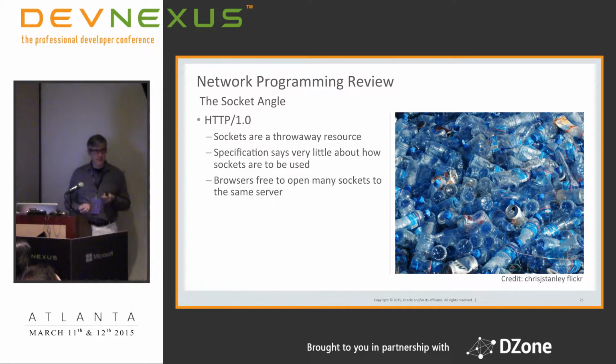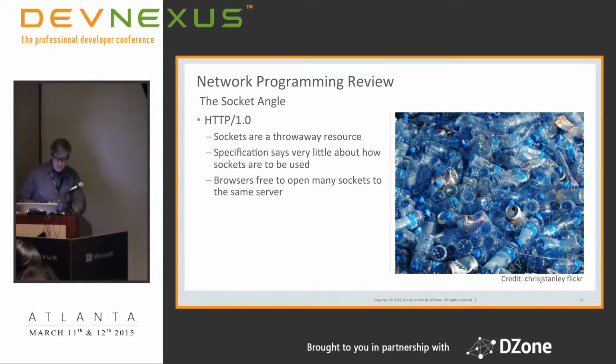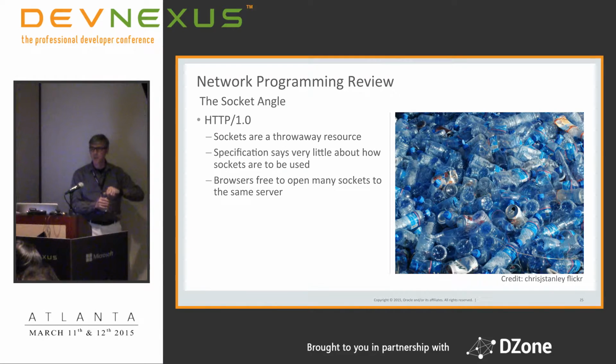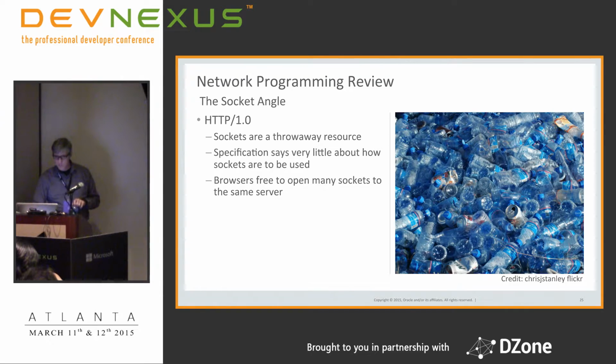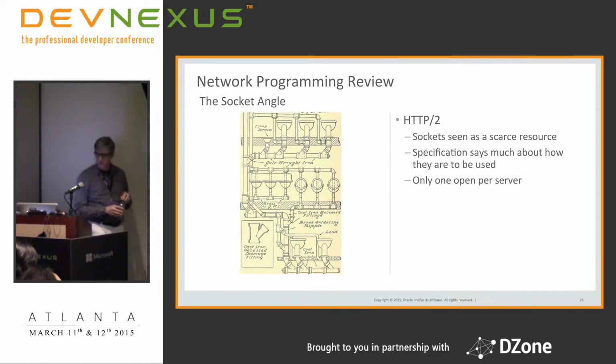The original NCSA Mosaic that I mentioned before only opened one socket to the server at a time. And I remember when Internet Explorer came out and they, God forbid, opened 4 sockets simultaneously. People started calling it Internet Exploiter. Does anyone remember that moniker? It's pretty old.